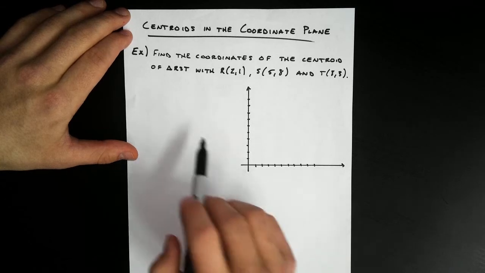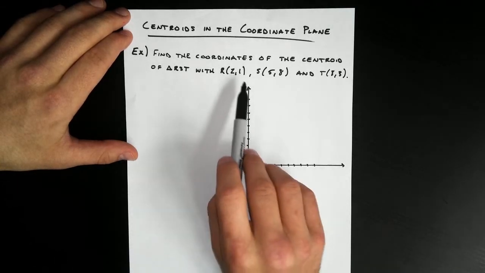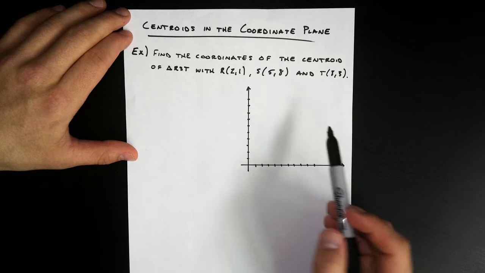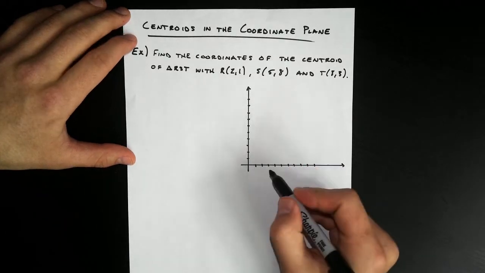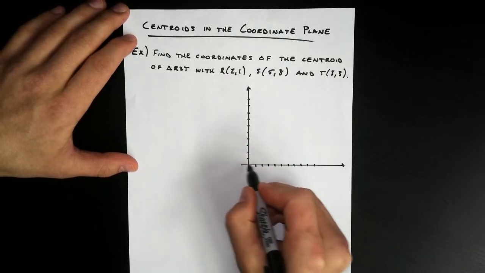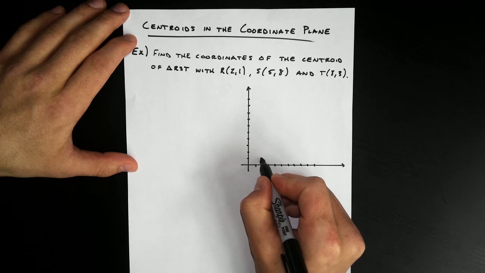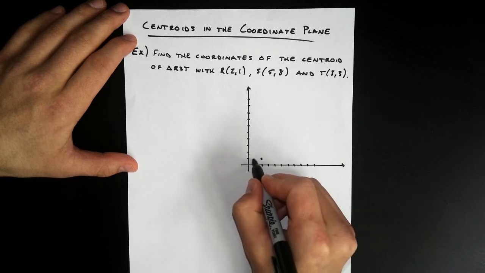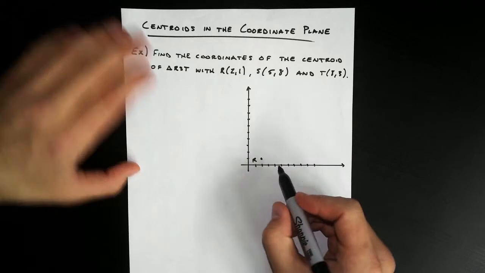So in our example, we have triangle RST with these vertices here. So I'm going to start by graphing this triangle. So my first one, R, is at the point 2, 1. I have S is 5, 8.